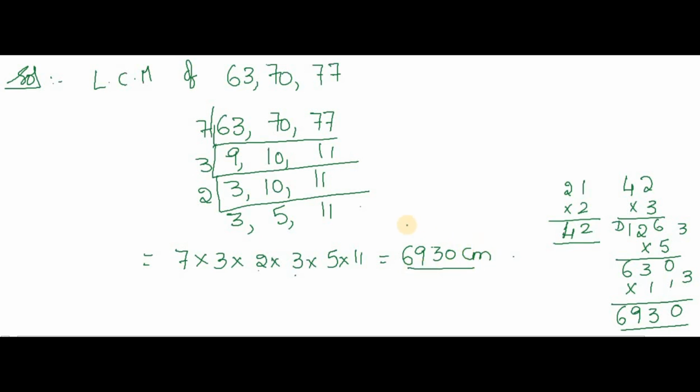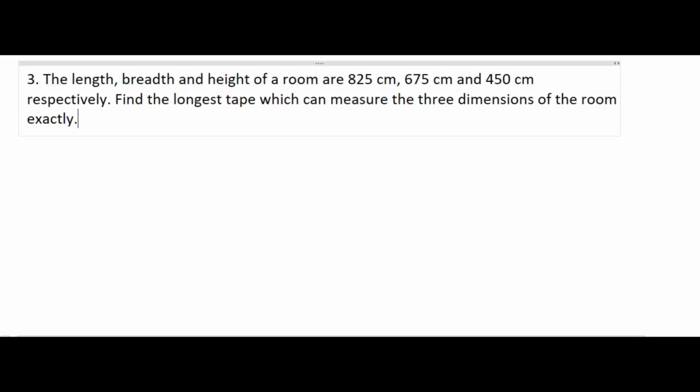Okay, students. So now we'll move on to the next question. Here the question is, the length, breadth and height of a room are 825 centimeters, 675 centimeters and 450 centimeters respectively. Find the longest step which can measure the 3 dimensions of the room exactly. Okay students, so here the longest step is nothing but what you can go for? Yes, of course, we are going to find out the HCF of this.